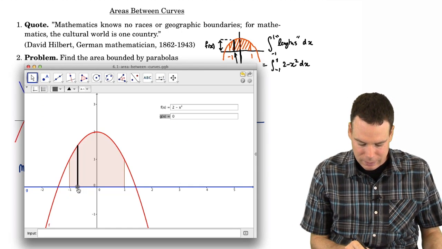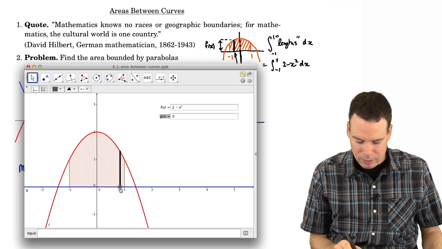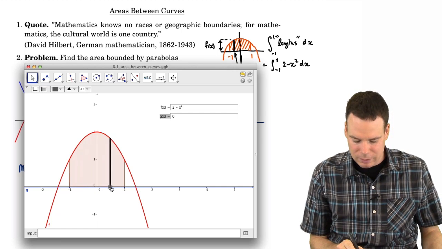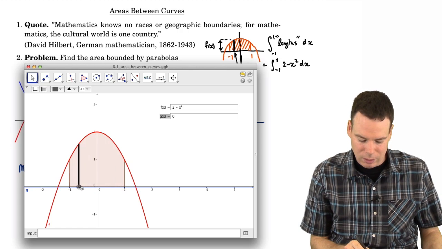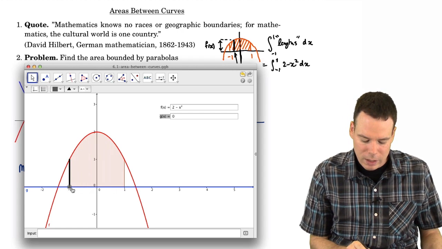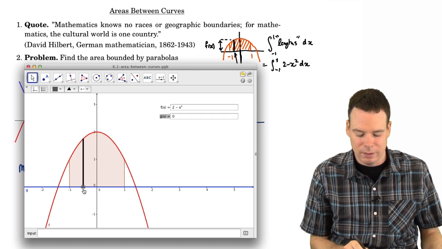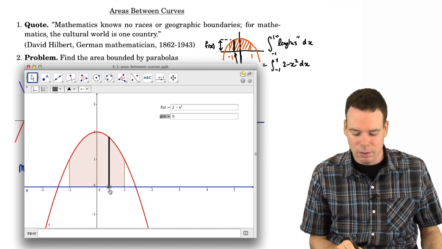We've got all of these line segments. As we sweep out all these different x values, these line segments sweep out the region in question. How do we find the area? We integrate along the x-axis over the length of all of these line segments.